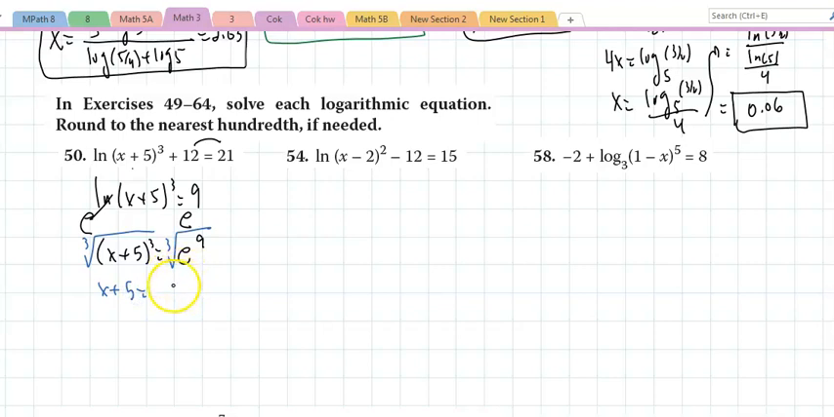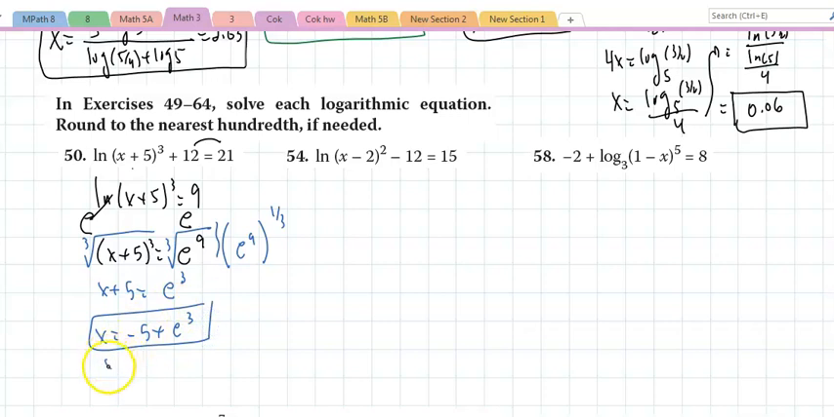And you could leave it like that, or you could write that as e to the 3rd power if you want. Because this is e to the 9 raised to the 1/3. But if you leave it as the cube root of e to the 9, that's accepted. And what's x? -5 plus e to the 3rd. And if you had -5 plus the cube root of e to the 9, that's accepted as well. That's not a problem.